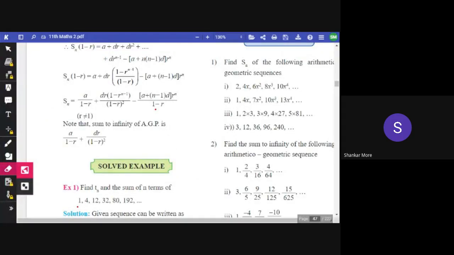Sankalp, you just have to find out the value of A and D. No need to find the sum to infinity of the AGP. Find the value of A and D. That's it.